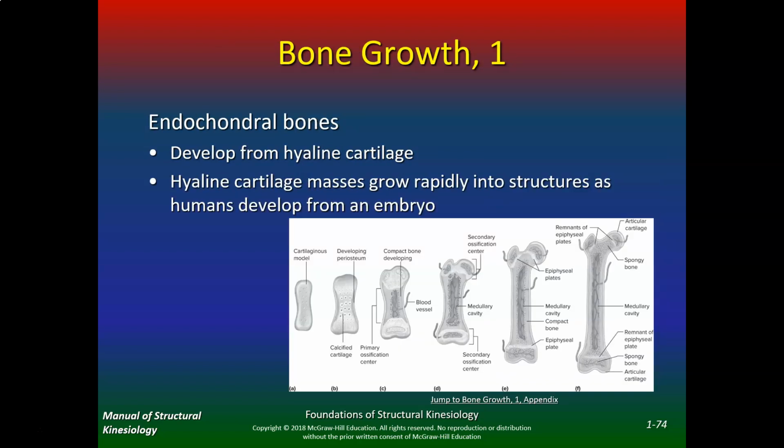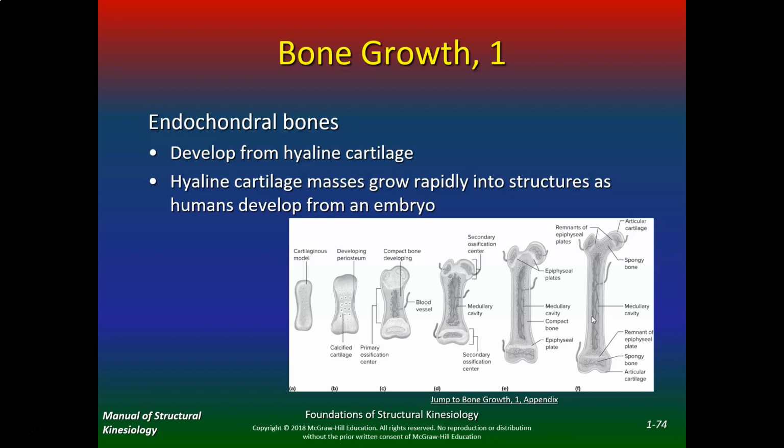Bone growth. How do bones grow? Well, they develop from hyaline cartilage, and hyaline cartilage masses grow rapidly into structure as humans develop from an embryo. Okay. So that's why young kids, most of their bones are still hyaline cartilage, so when they fall, they don't end up breaking their bones as much because they're mostly hyaline cartilage. As they grow and it becomes more bone versus hyaline cartilage, then the rate of fractures can go high.